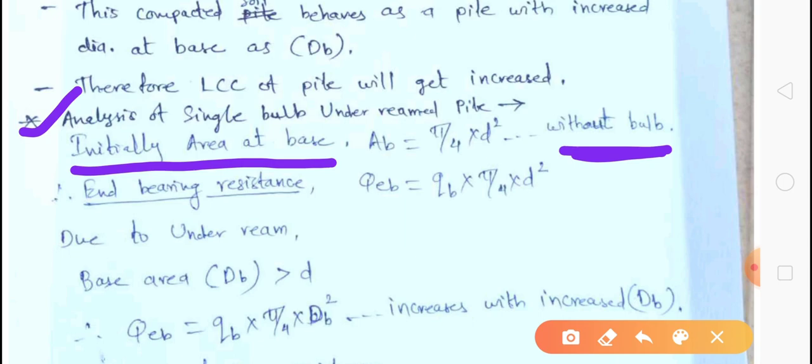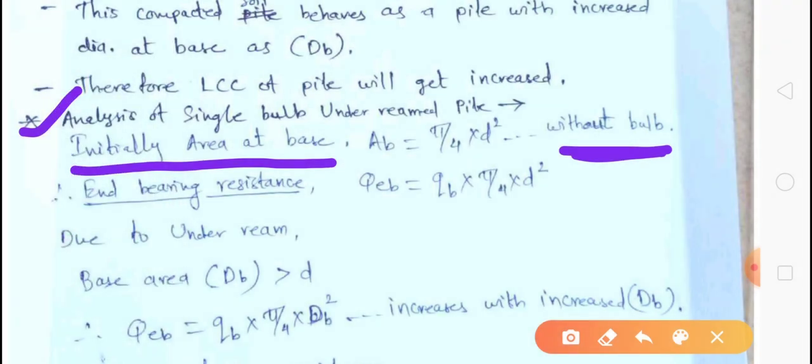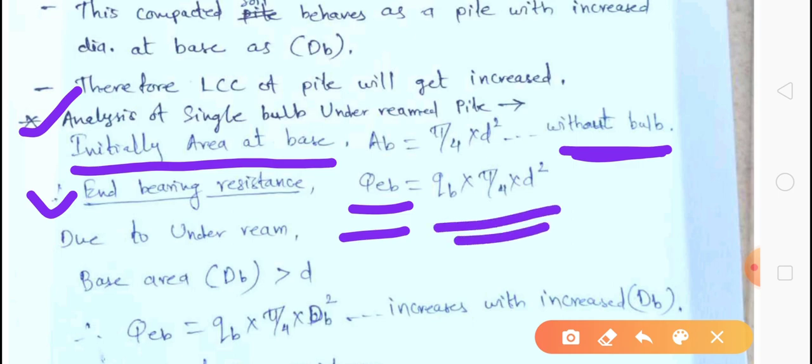Now end bearing resistance QUB equals QB, small QB, multiplied by AB. So that is the end bearing resistance: QB multiplied by pi by 4 d square.